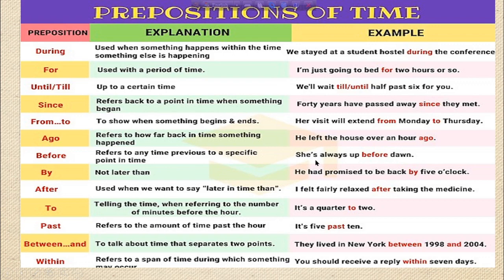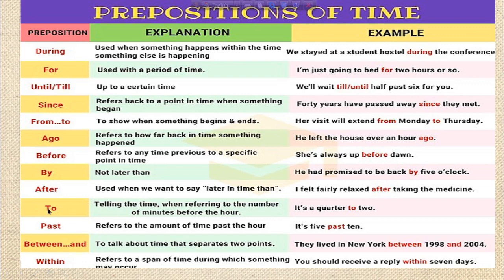always up before dawn. By is another preposition of time and it is used to mean not later than. He had promised to be back by 5 o'clock. After is another preposition of time. After is used when we want to say later in time than. I felt fairly relaxed after taking the medicine.